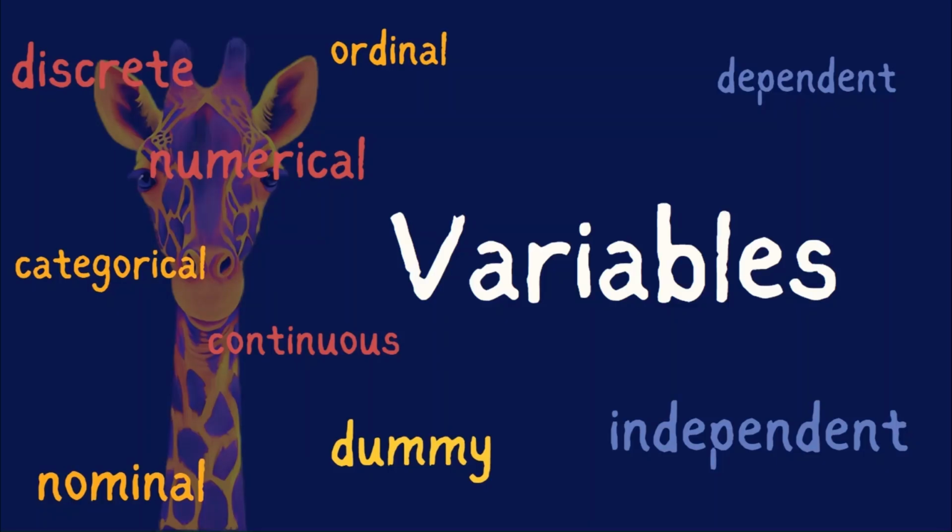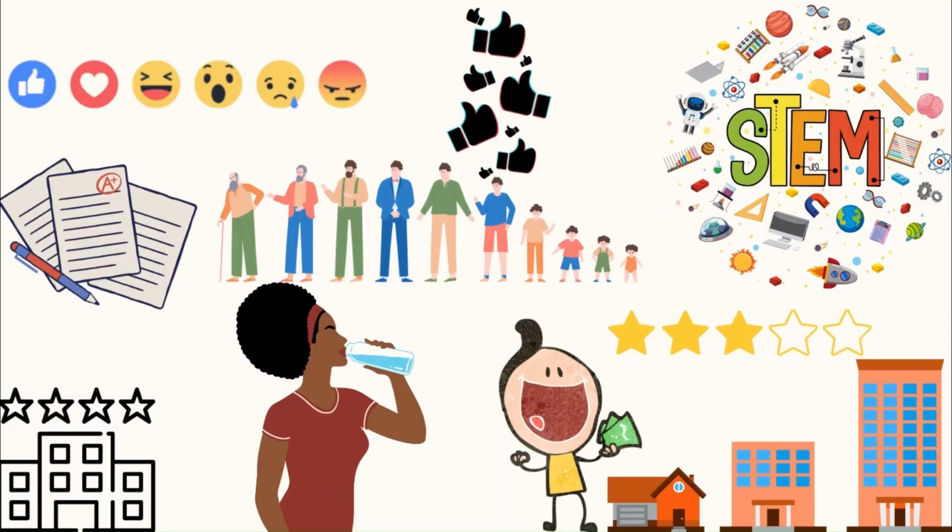So now you are covered. So let's test that knowledge. Pause and take a moment to discover possible variables in the pictograms. Okay, so the Facebook reactions are categorical nominal variables. The product rating here is categorical ordinal, and it's the same with the hotel star classification.